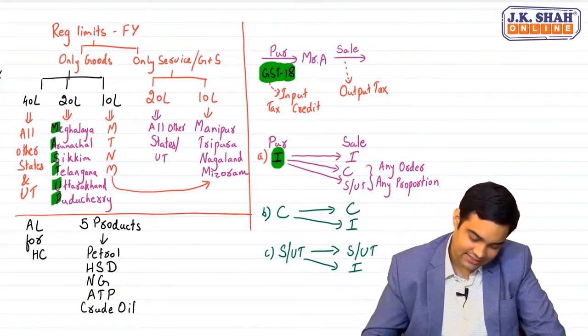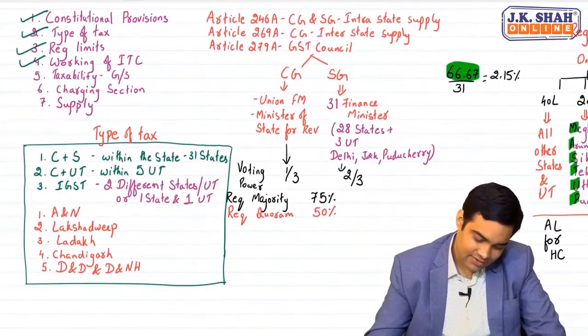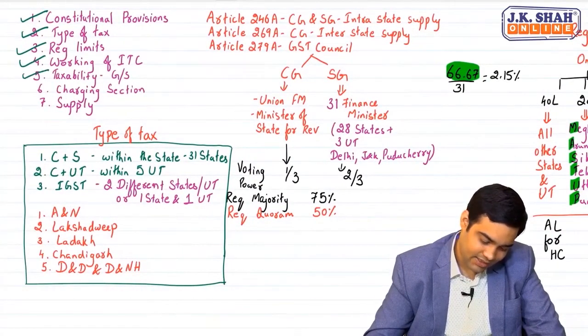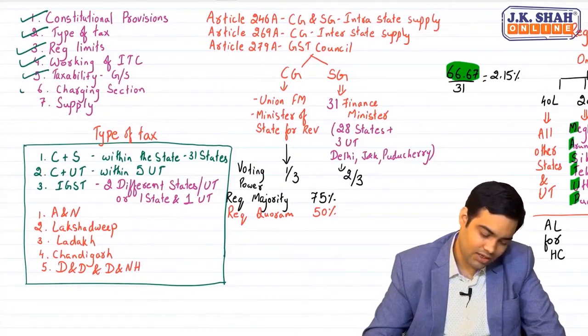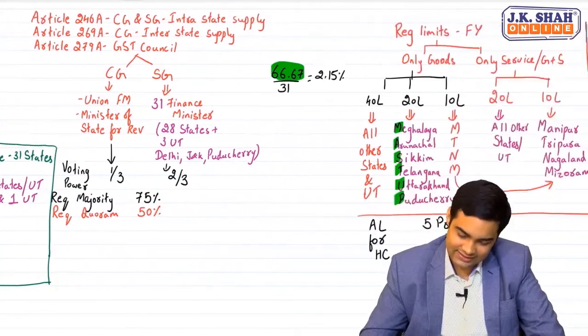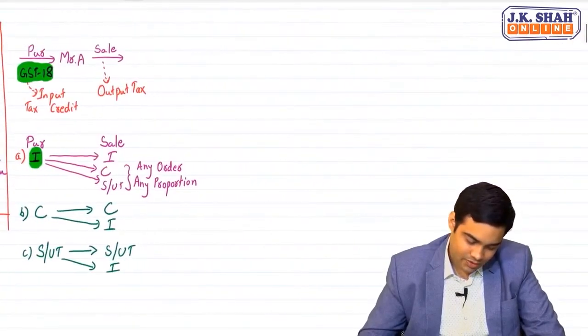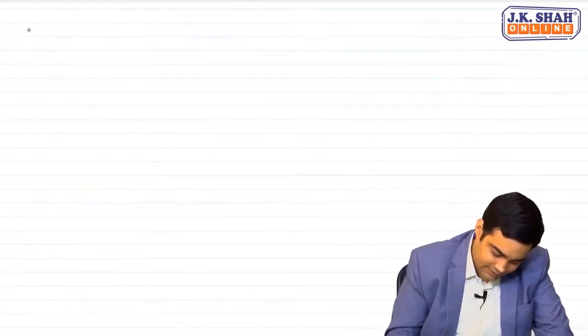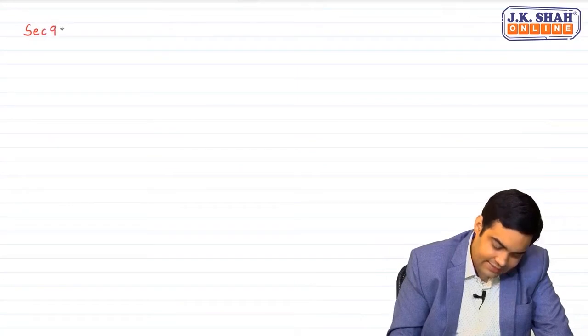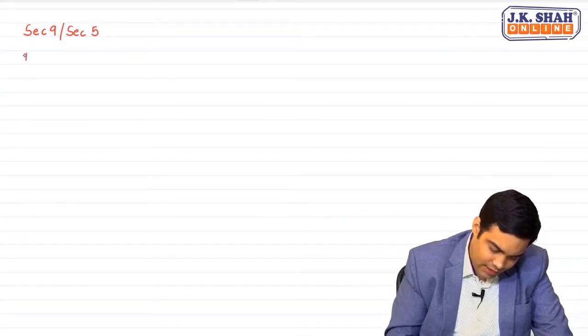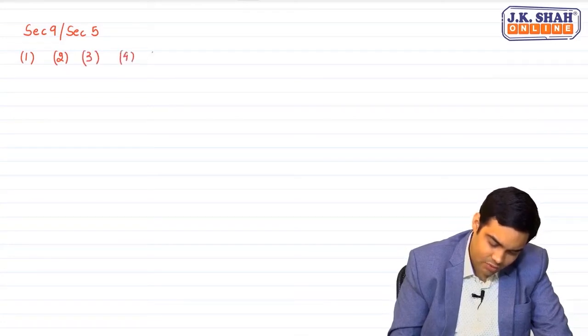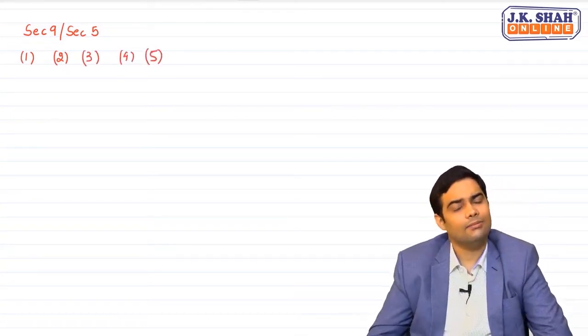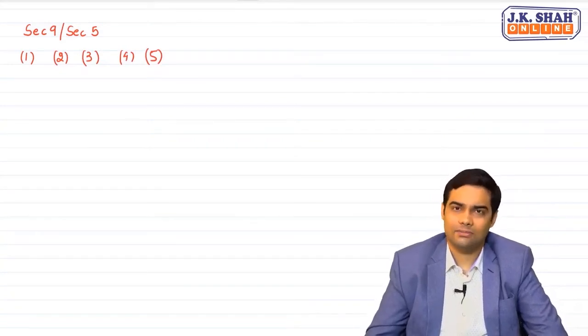See where we stand. We have now completed taxability of goods or services. We are now moving towards charging section. See this carefully. Now, when we talk about charging section, section 9 and section 5 have 5 subsections: 9.1, 9.2, 9.3, 9.4 and 9 subsection 5. Similarly, section 5 also has these 5 subsections.